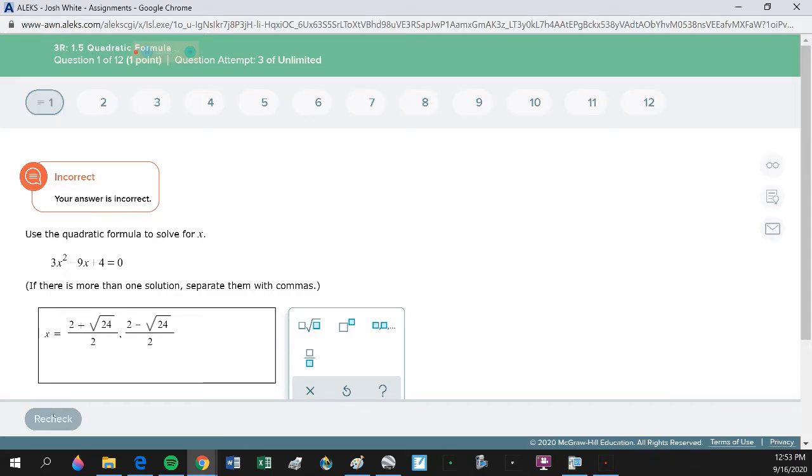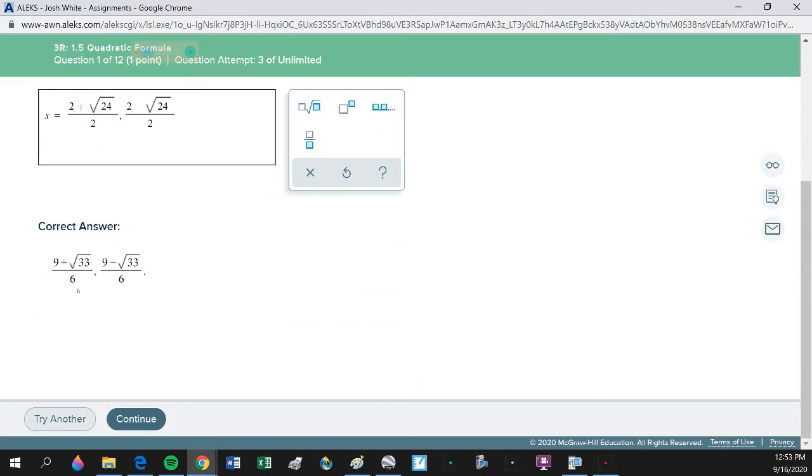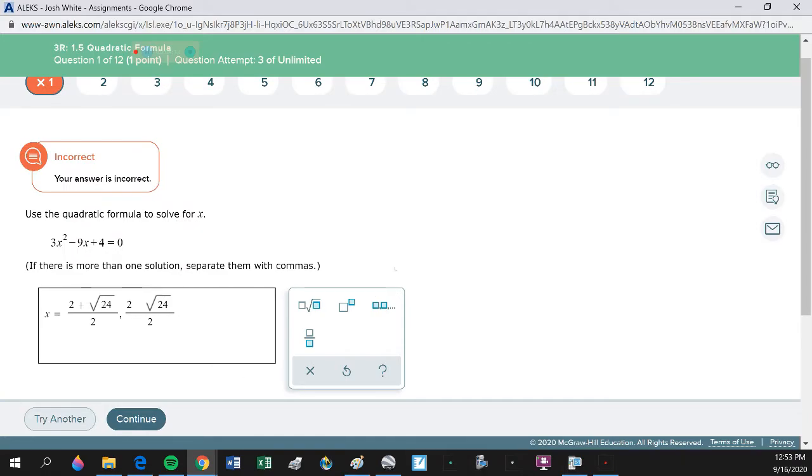And so it'll show you this is what it wants to form in: 9 plus the square root of 33 divided by 6, and 9 minus the square root of 33 divided by 6. Does that make sense?